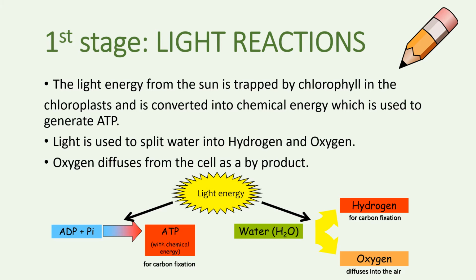So you've got your light energy, it creates ATP, so ADP add Pi gives you ATP, and that needs to be taken to the next stage, carbon fixation, so stage 2. Your light energy also splits your H2O, which is water, into hydrogen. Hydrogen is taken to the next stage for carbon fixation. It is also split into oxygen, and your oxygen diffuses into the air. It's a byproduct. So remember the words oxygen, byproduct.